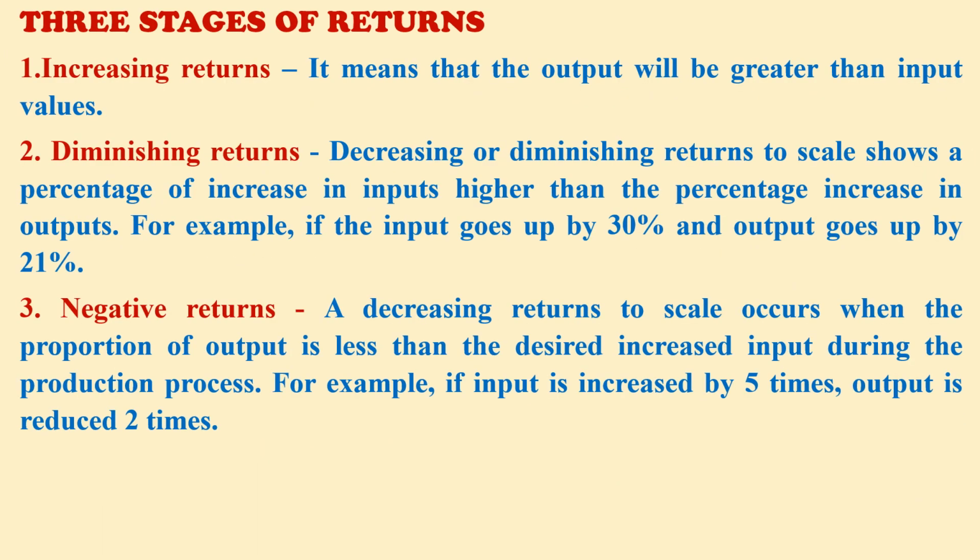Three stages of returns. 1. Increasing returns. It means that the output will be greater than input values. 2. Diminishing returns. Decreasing or diminishing returns to scale shows a percentage of increase in inputs higher than the percentage increase in outputs. For example, if the input goes up by 30% and output goes up by 21%. 3. Negative returns. A decreasing returns to scale occurs when the proportion of output is less than the desired increased input during the production process. For example, if input is increased by 5 times, output is reduced 2 times.